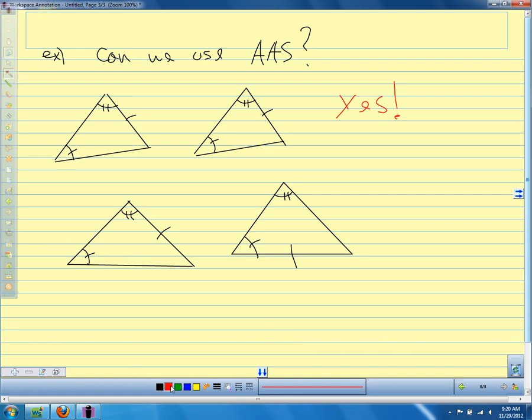I see some no's. Do our parts match up in the right order? No, our tick mark here is next to the angle with one tick mark. Our side tick mark here is next to the angle with two tick marks. So this would be a no. They don't match up in the right order. All right, let's try to make them a little trickier.